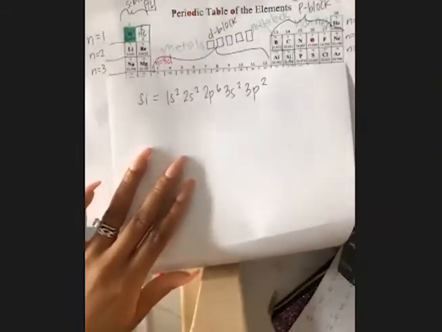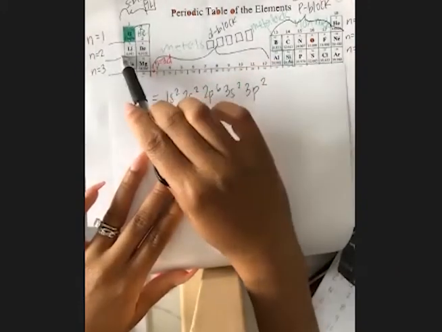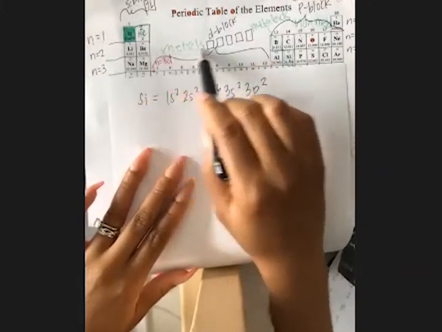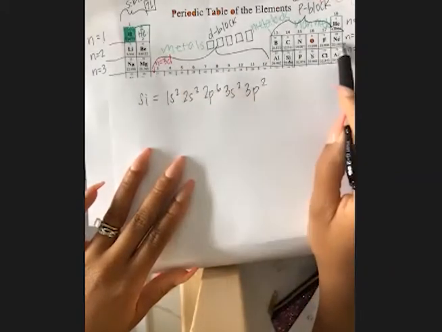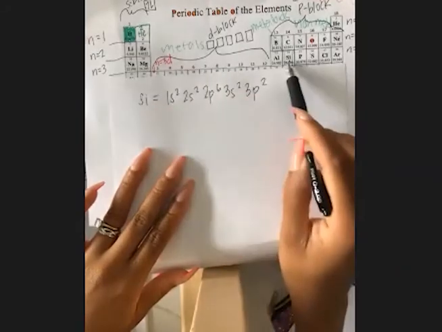And I got that from looking at the periodic table by saying 1s2, then I go to the next level, 2s2, then I keep going across, that's 2p6. I have to complete each row, 3s2, and then 3p2.